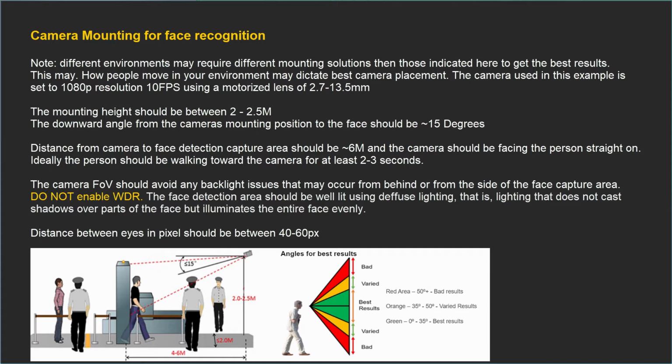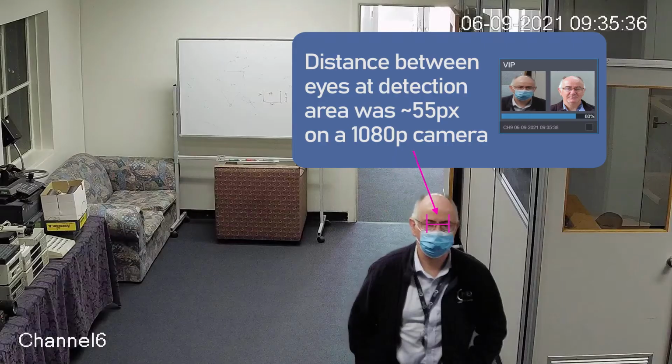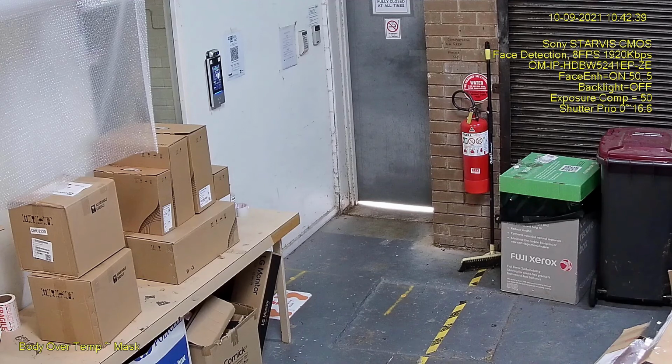And of course the area where the face detection should take place should be well lit using diffuse light. That is light that doesn't cast shadows over different areas of the face. So as you see in the example below, that should give you an idea. And here is the actual camera framed up. So this is a 1080p camera, and the pixels between the eyes at the detection point is approximately 55 pixels, and there is no backlight issue in the camera's frame around the face or from the sides. It's extremely important you don't have any backlight.